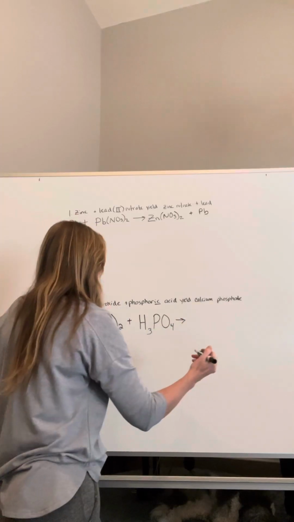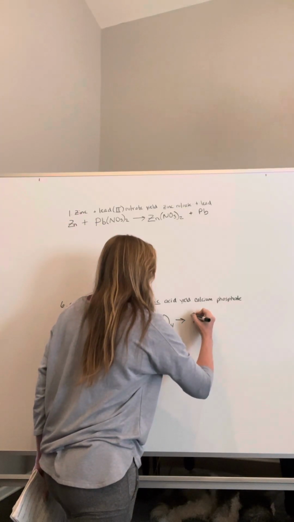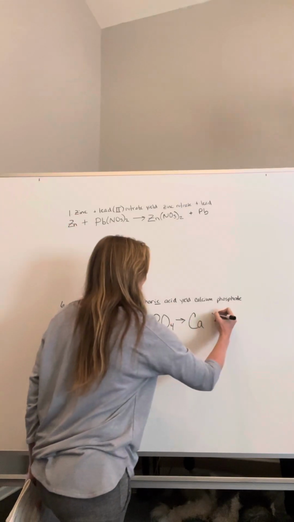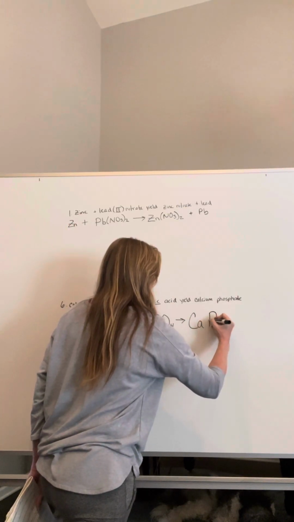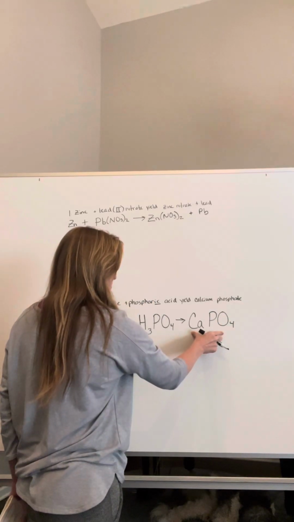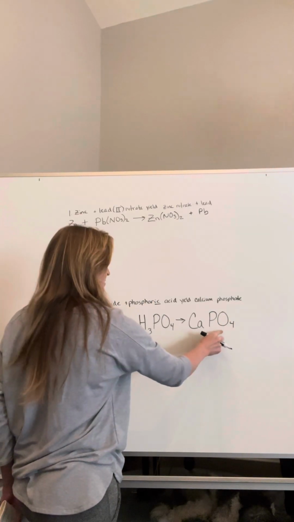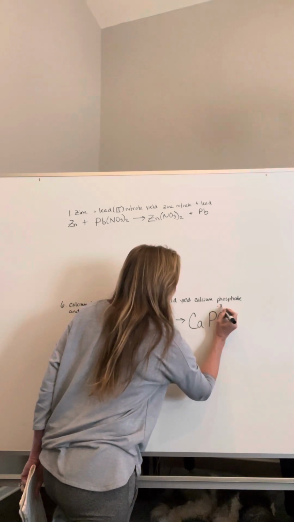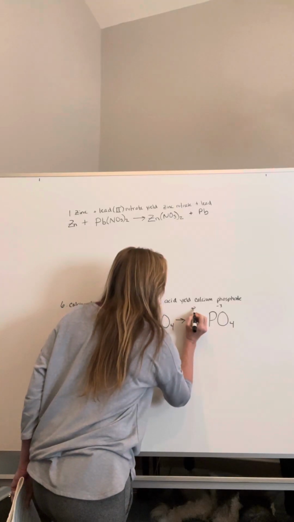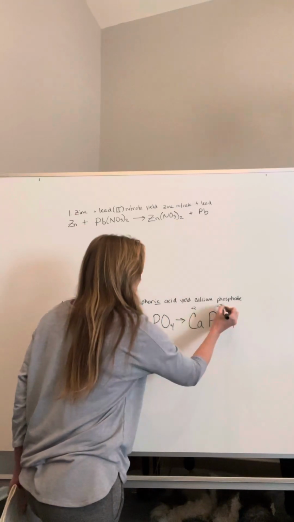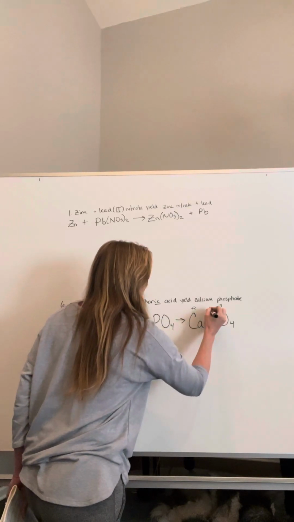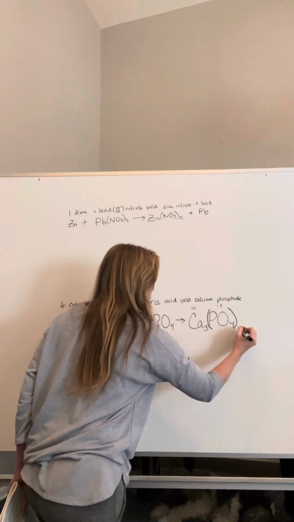calcium phosphate. Calcium, and I already know that phosphate is right here. So then, again, I've got to look at oxidation numbers. What was my oxidation number of phosphate? It was -3. The oxidation number of calcium is +2. So I'm going to crisscross the absolute values. I've got 3 calciums, and then I have 2 phosphates.